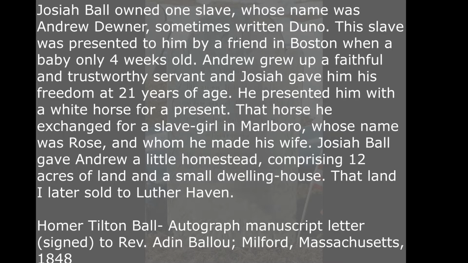He presented him with a white horse for a present. That horse he exchanged for a slave girl in Marlborough whose name was Rose and whom he made his wife. Josiah Ball gave Andrew a little homestead comprising 12 acres of land and a small dwelling house. That land I later sold to Luther Haven.